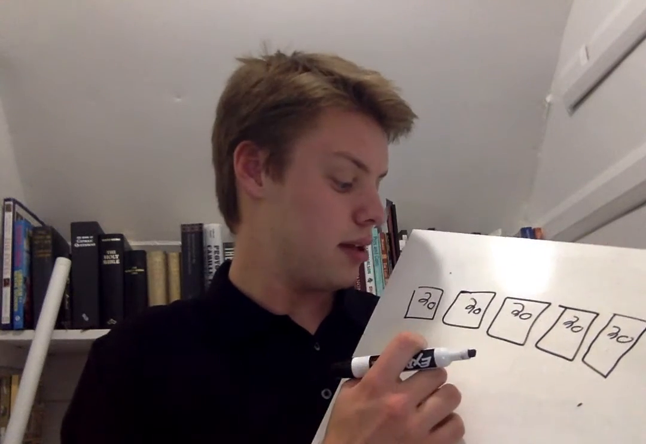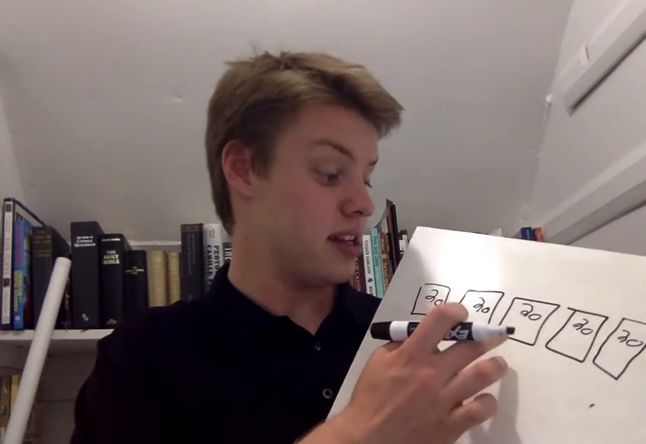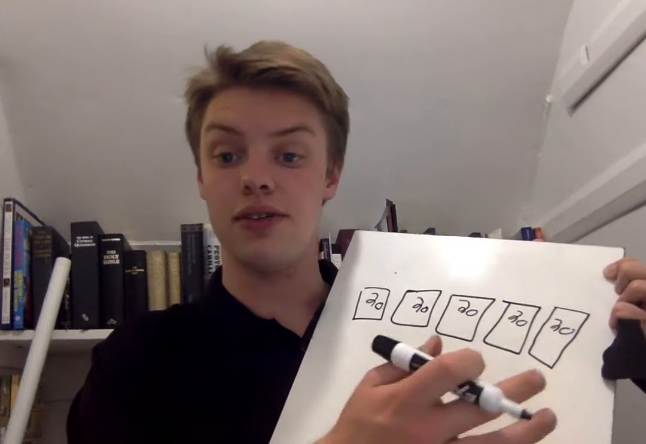What do we have? 20, 40, 60, 80, 100. So that is how many total pages there are. Another way of doing that is simply multiplying 5 by 20. All right. So what about the other example?